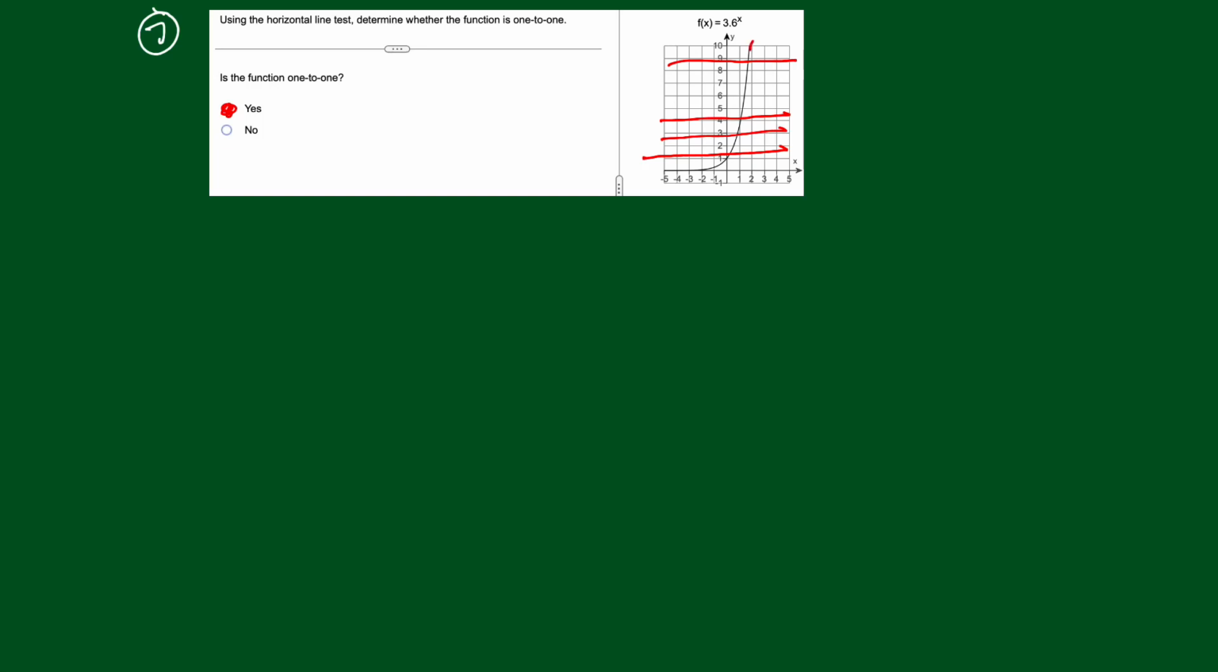If I was to turn that function around, then it would not be one-to-one because the horizontal line would intercept that curve in 2 points, meaning that that output can be produced by more than one input.